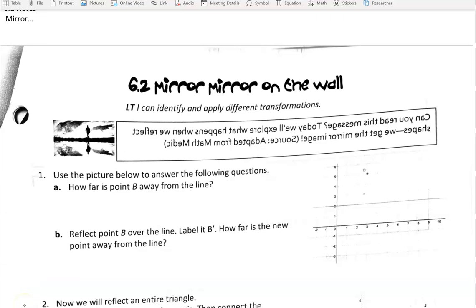In this video, we're going to continue with transformations. We're going to look at a new type of transformation. In the last video, we looked at translations. That's one type of transformation. And in this one, we're going to look at reflections.